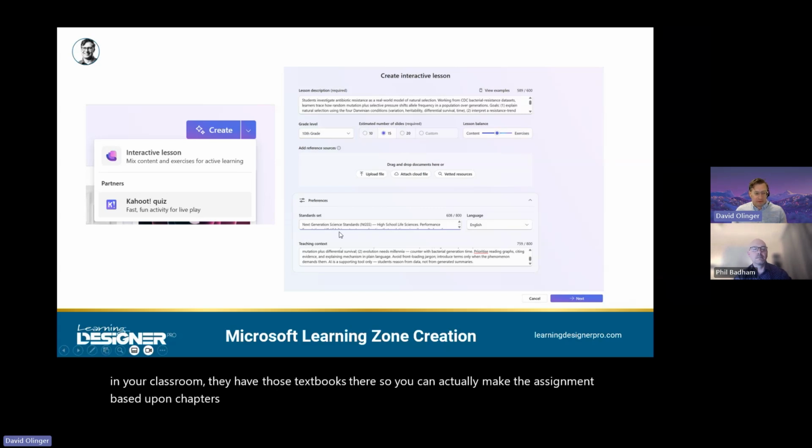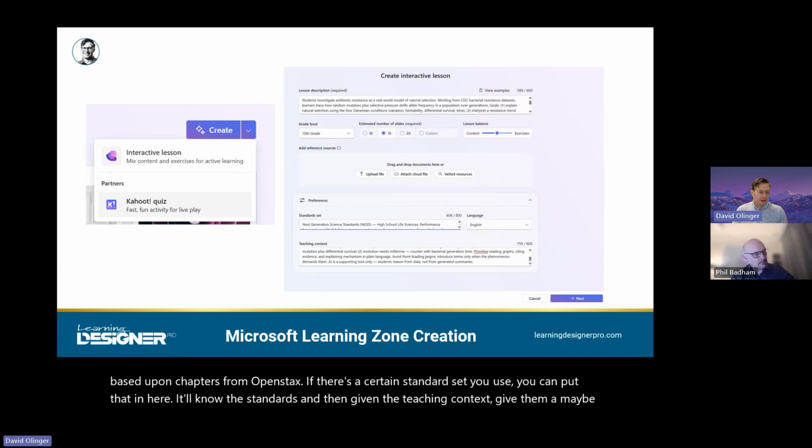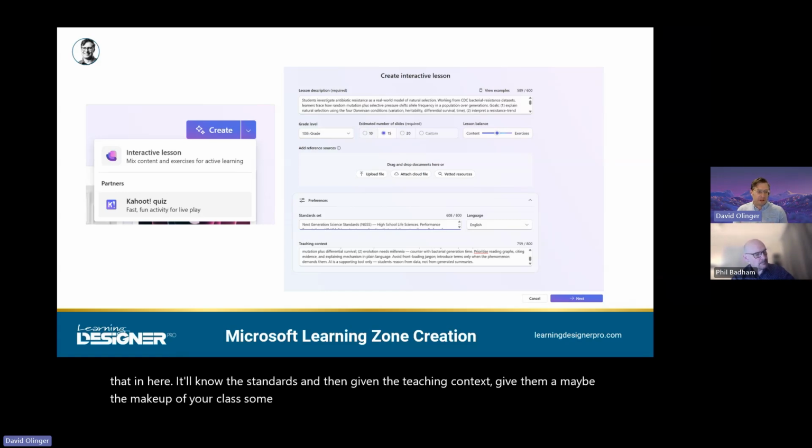If there's a certain standard set you use, you can put that in here. It'll know the standards. And then given the teaching context, such as the makeup of your class and some of the differentiation you like to have in your class, it's going to create questions that are tailored for your teaching content.